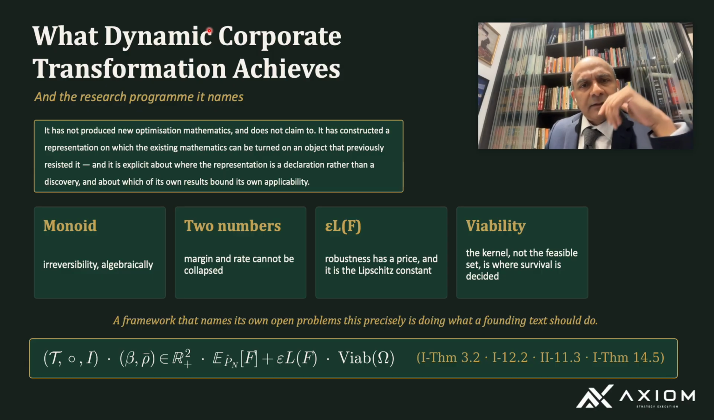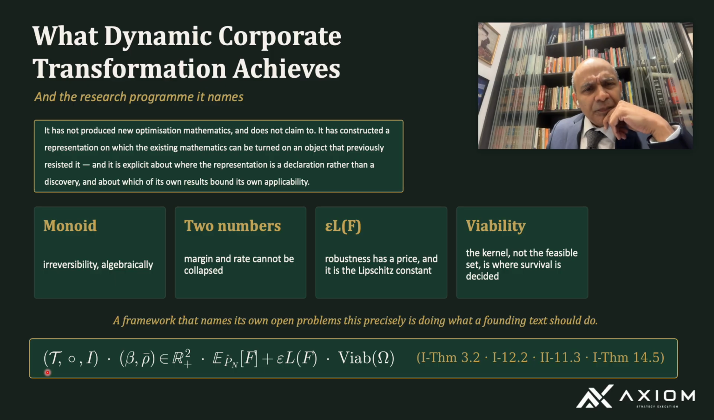The three things I would highlight. First, the monoid structure of transformation, which makes irreversibility algebraic. Second, the 2-number doctrine on resilience, which shows every scalar resilience index is incoherent. And third, the Wasserstein result, which says robustness has a price. And the price is the Lipschitz constant of what you care about. Let's look at these equations and objects here.